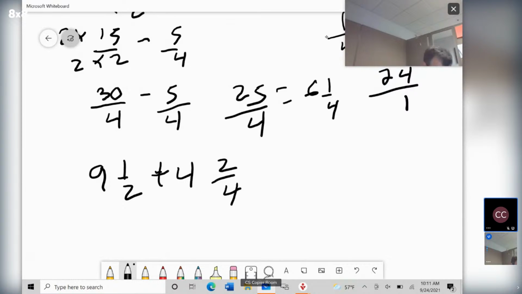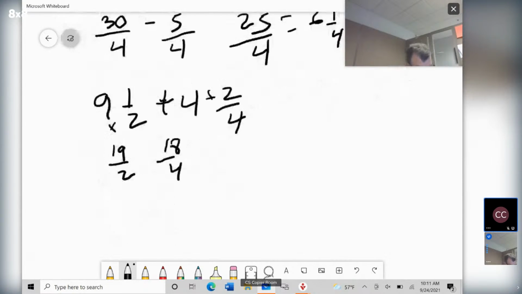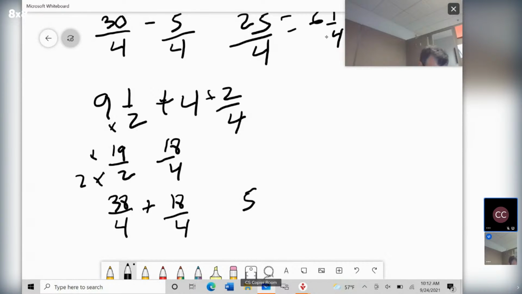So we got to convert it to a mixed number. 9 times 2 is 18 plus 1 is going to be 19 over 2, and this one's going to be 4 times 4 is 16 plus 2 is 18 over 4. Okay, and then we're going to realize, well, 2 goes into 4, so 4 is going to be our denominator. Okay, 2 times 2 is 4, then 2 times 19 is 38, plus 18 over 4. And then if I do 38 plus 18, that's 56 over 4.